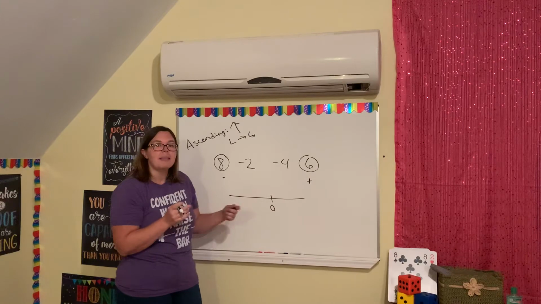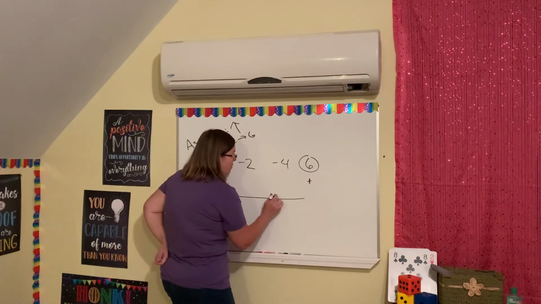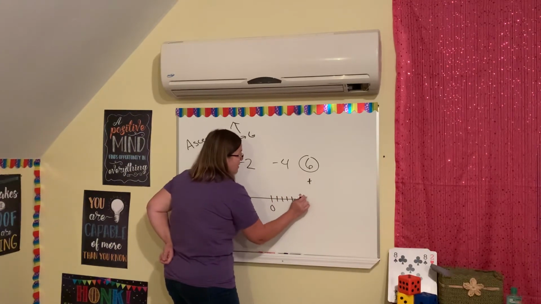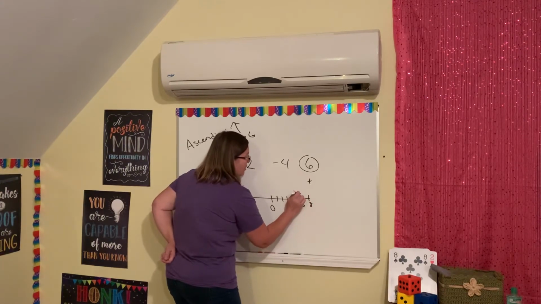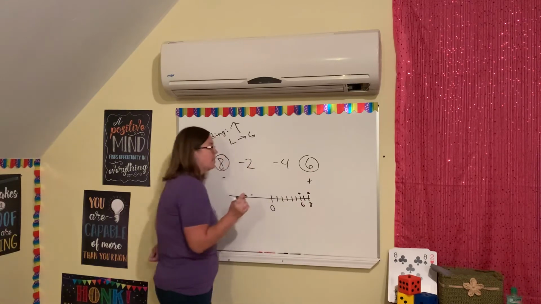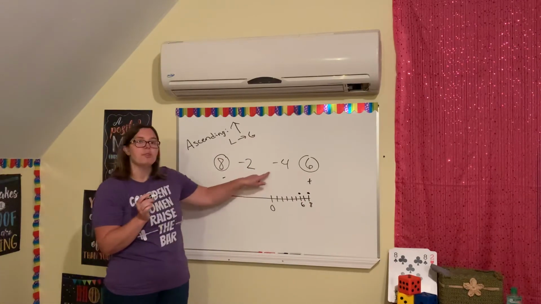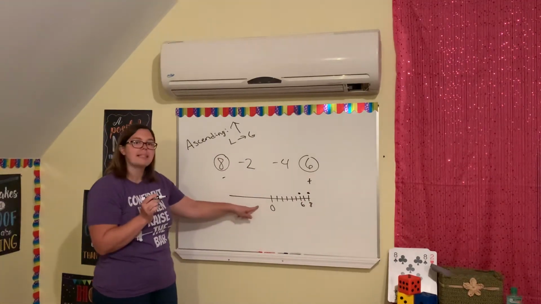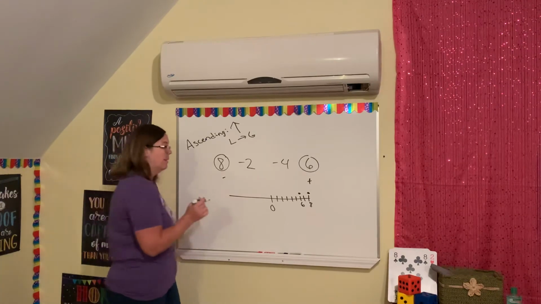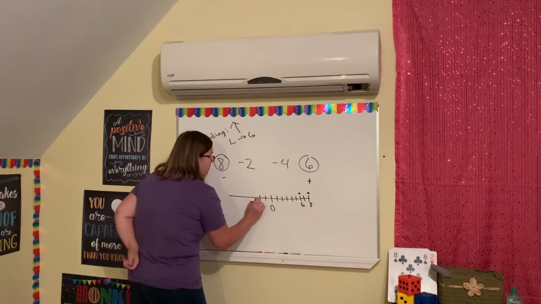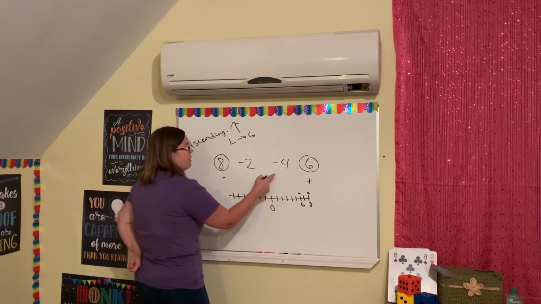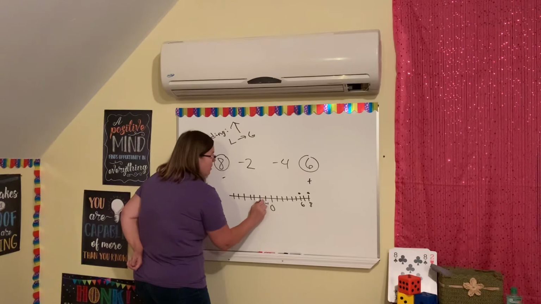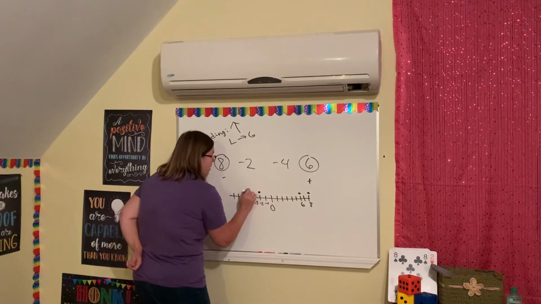I need to plot 6 and 8. So when I count 0, 1, 2, 3, 4, 5, 6, 7, 8, I have a 6 right here and I have an 8 right here. So I'm going to put my dots, okay? The next numbers I have are -2 and -4. I need to extend my number line to the negative side, left of 0. So I have -1, -2, -3, -4, -5, -6, -7. And I want -2, so that's -1, -2. And I want -4, so here's -4.